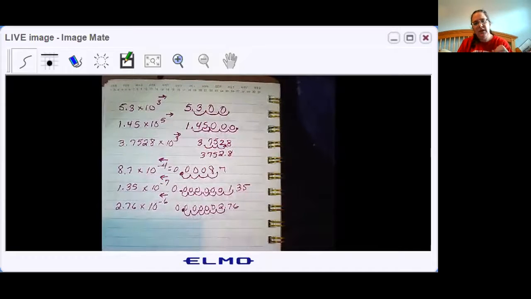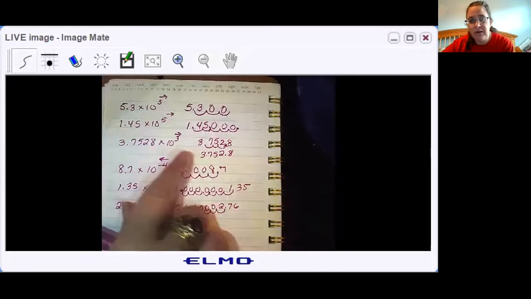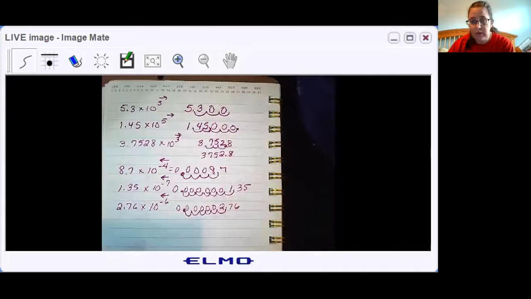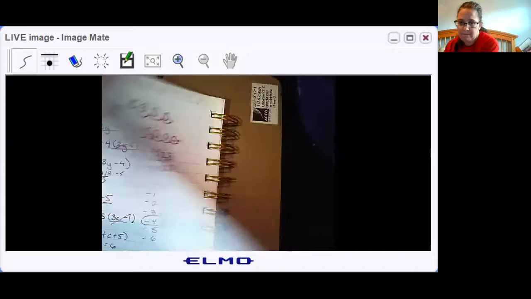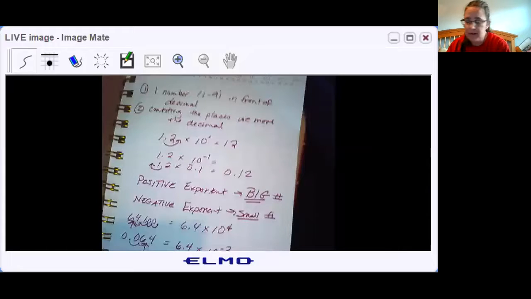But the big thing to remember when we're working with scientific notation and putting numbers into scientific notation and taking numbers out of scientific notation is we have to count very carefully whether we're putting it in or taking it out, okay?